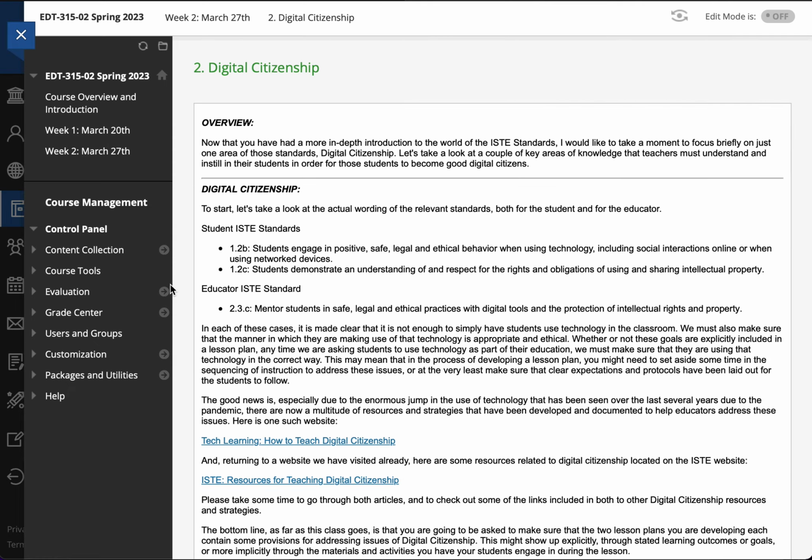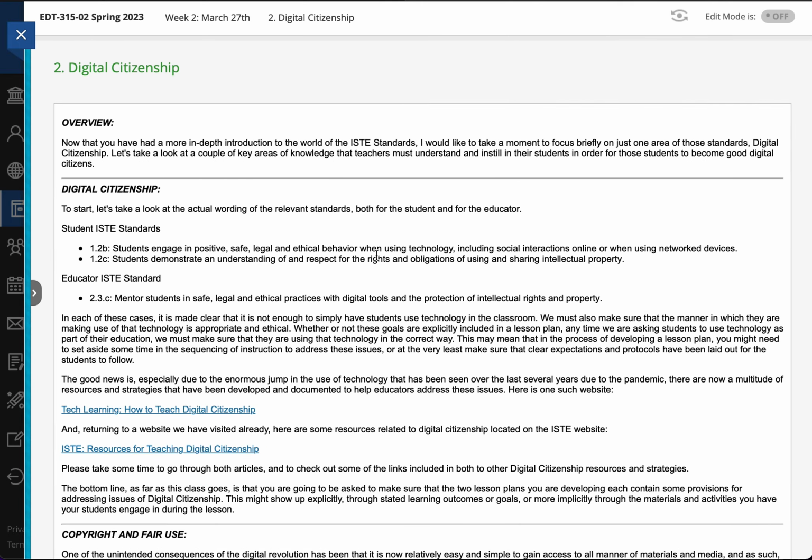Second topic is to take a little bit closer look at one of the ISTE standard areas, which is digital citizenship. And as many of you know, this is kind of a huge topic right now, having to do with making sure that students are using technology ethically, safely, in a positive way, et cetera. So I just want us to go a little further into this one standard area. I've quoted both of the standards here for students that relate to digital citizenship, and also the standard that relates to us as teachers for digital citizenship.